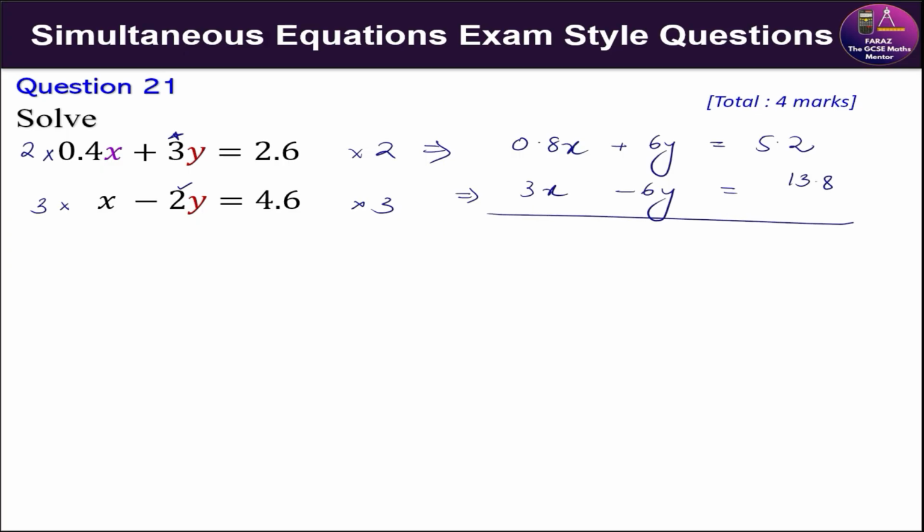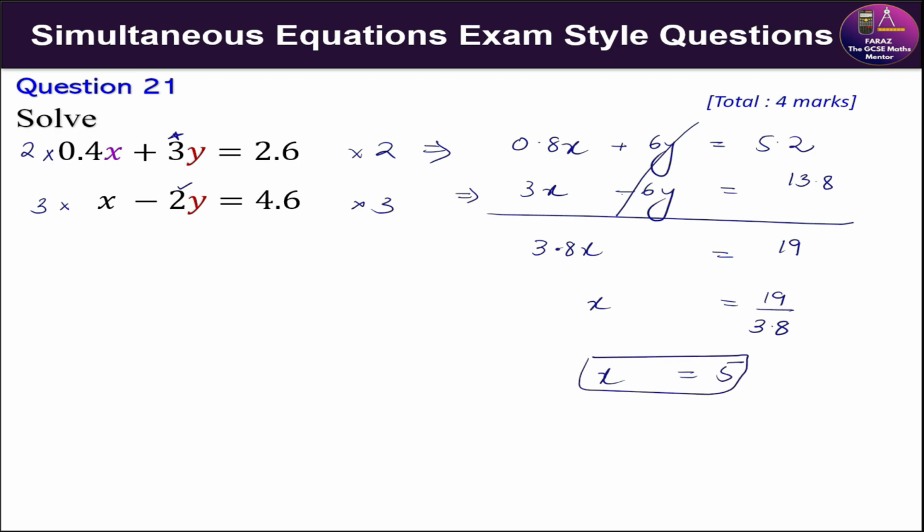And therefore plus 6y, minus 6y, as we know that the signs are different and the coefficients are the same, so we can cancel them by each other without changing the sign. So it means we are doing addition there, and here if you add 0.8 plus 3, that would be 3.8x equals 5.2 plus 13.8, that would give you 19 there, and therefore dividing by 3.8 on both sides, it will give you x equals 19 over 3.8. And if you divide 19 by 3.8, you will get 5 there.